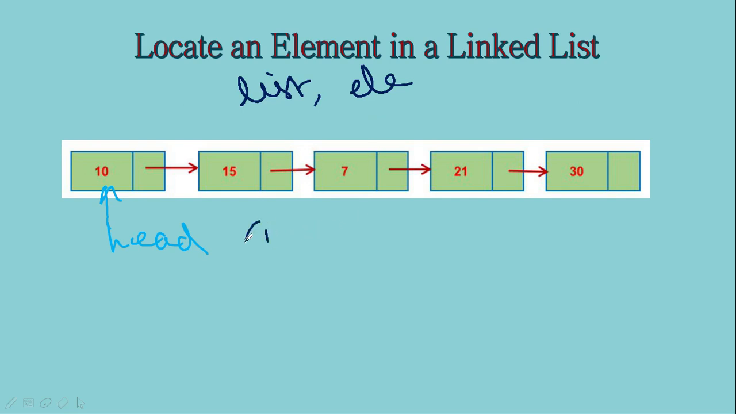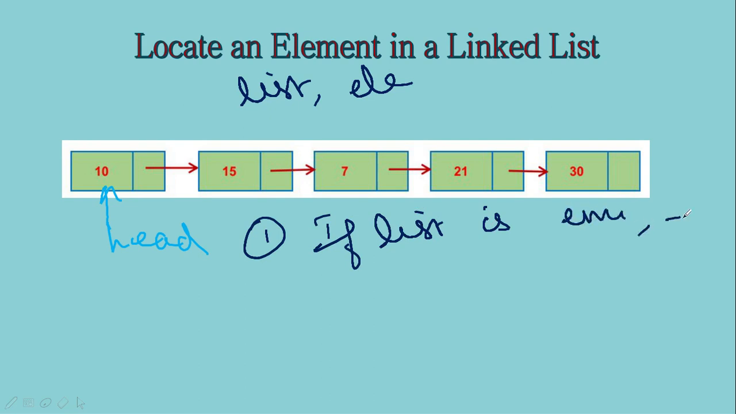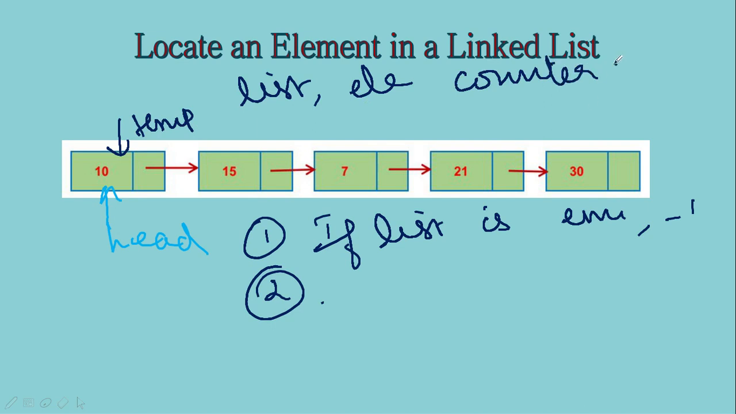The first step of the algorithm will be: if the list is empty, then we are going to return -1. That will be the first step. In the second step, we will be initializing a temporary pointer. We can initialize the temporary pointer to point to the first node, and also a counter. Why do we need a counter? If the element is found, then we have to return the position in which the element has come.